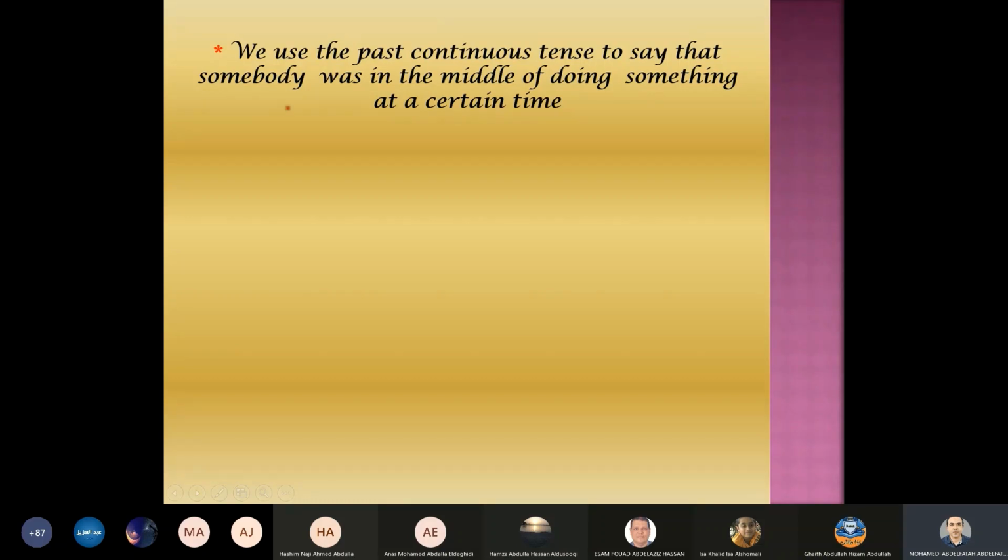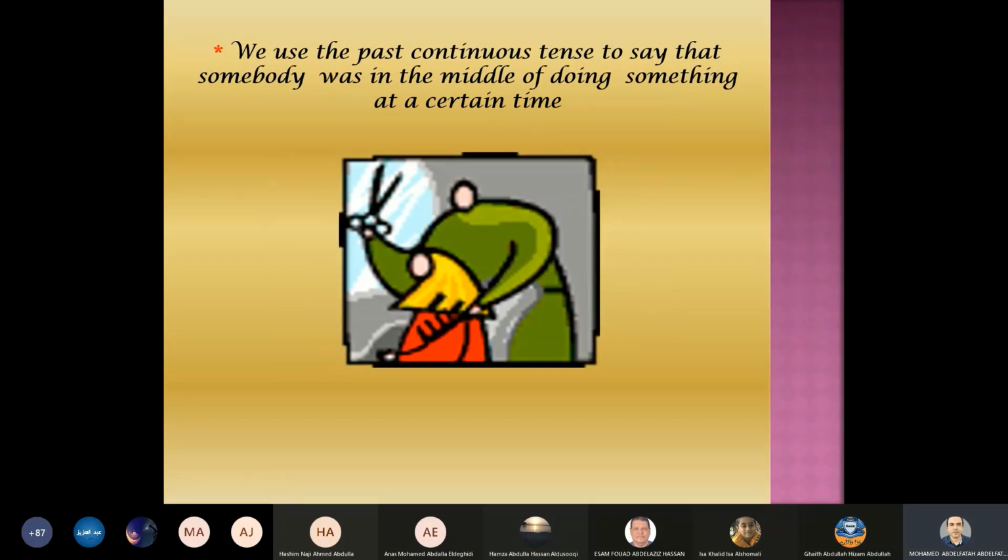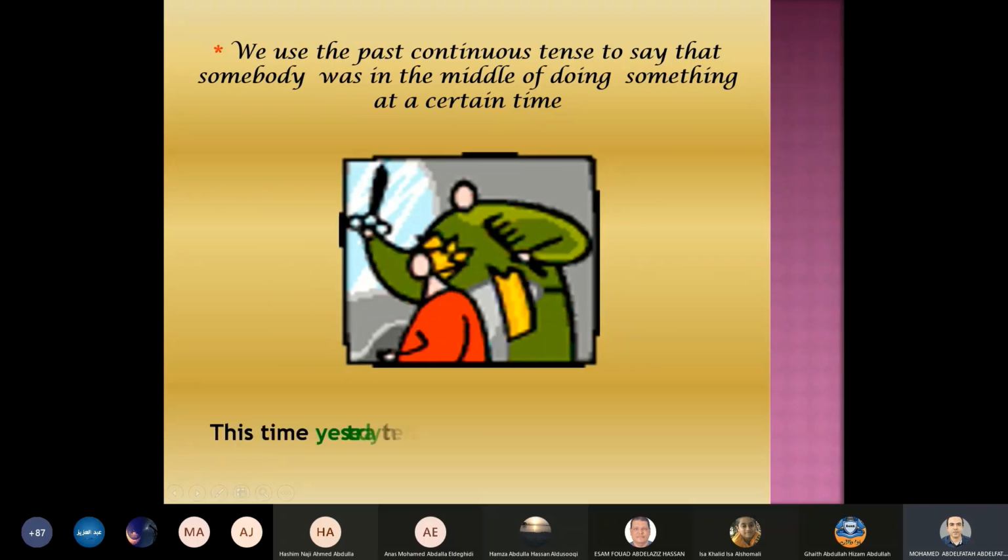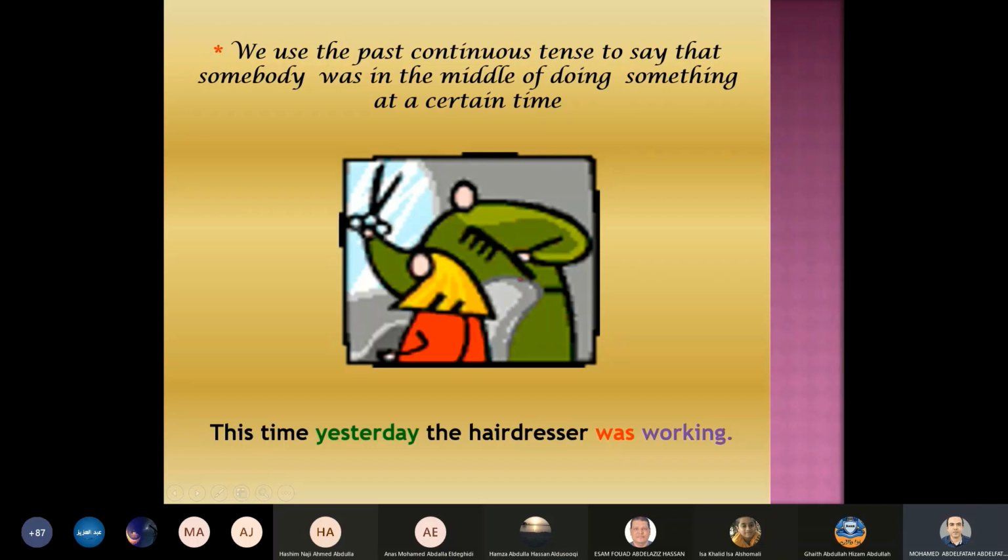Students, just to remind you that we use the past continuous tense to say that somebody was in the middle of doing something at a certain time in the past. For example, here you can see a hairdresser that was happening in the past.